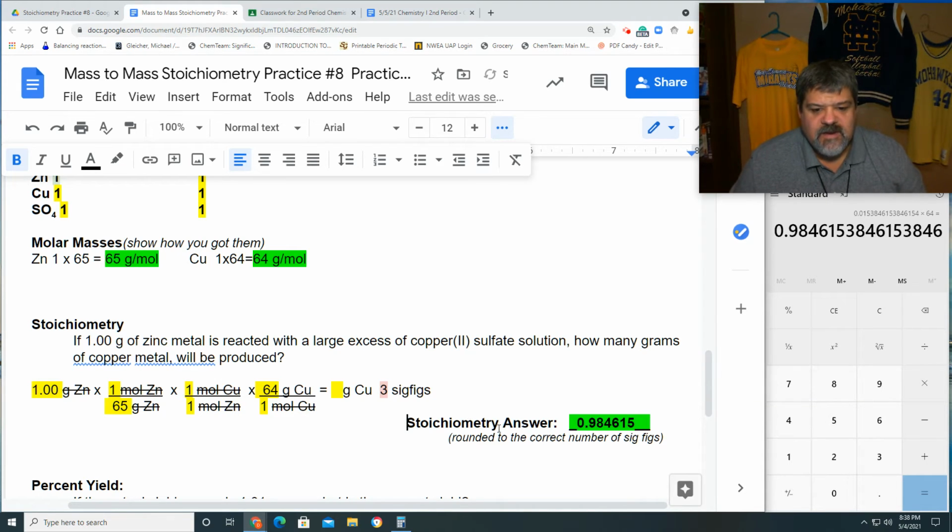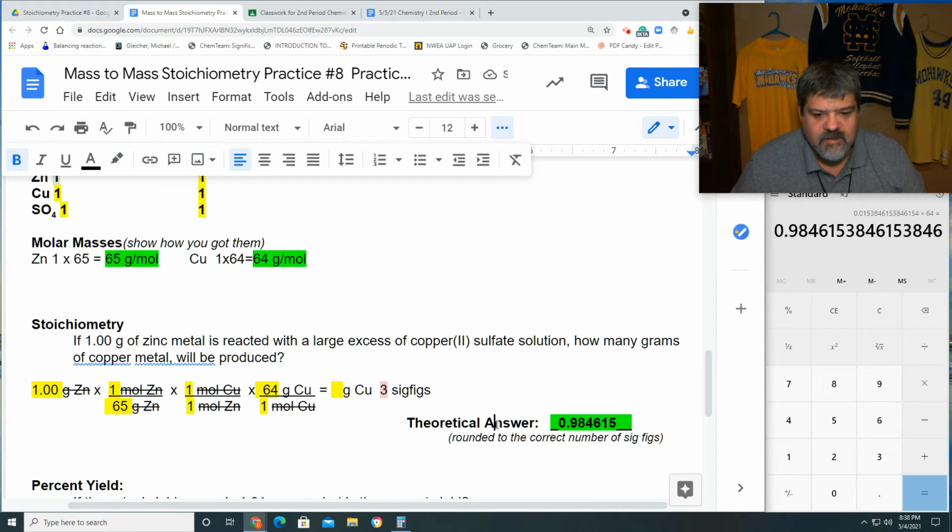Now again, sometimes we say that this is a stoichiometry, but I'm going to say it's the answer.